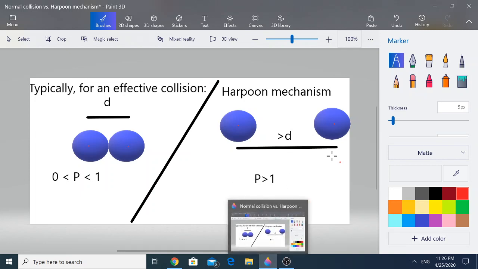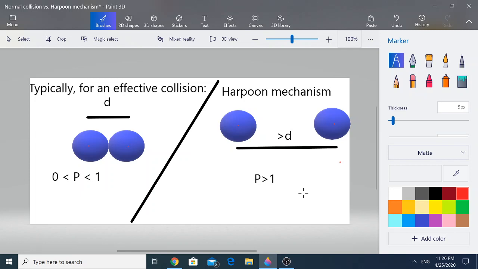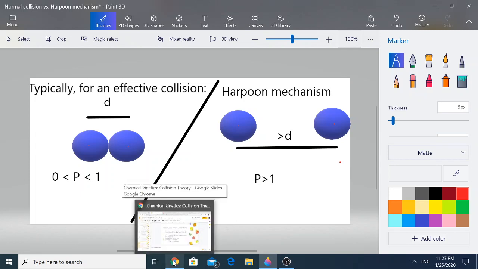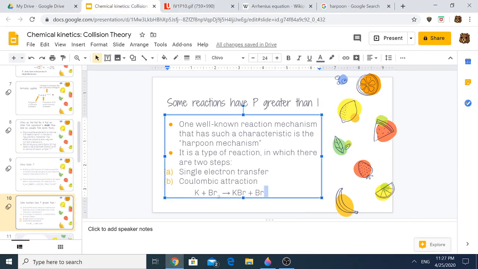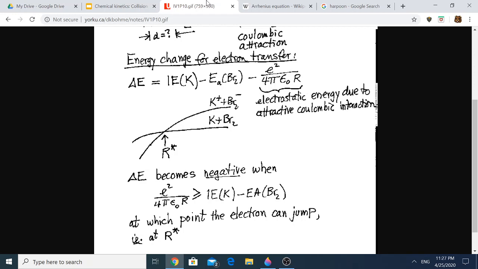If this still sounds a bit strange, don't worry. I will now go through a concrete example using a particular reaction, the reaction of potassium and bromine. I will be using this piece of lecture notes produced by the chemistry department of York University in Canada, yorku.ca.